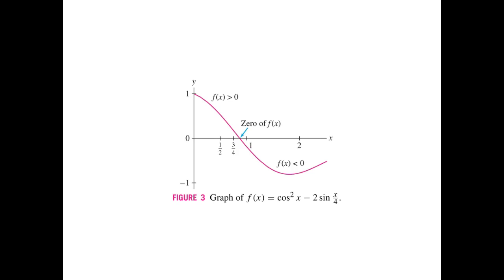Anybody know? You gotta have a calculator on this. That calculator better be in what mode? Radian mode. Frankly, whatever it is, we're squaring it, so it's got to be positive.